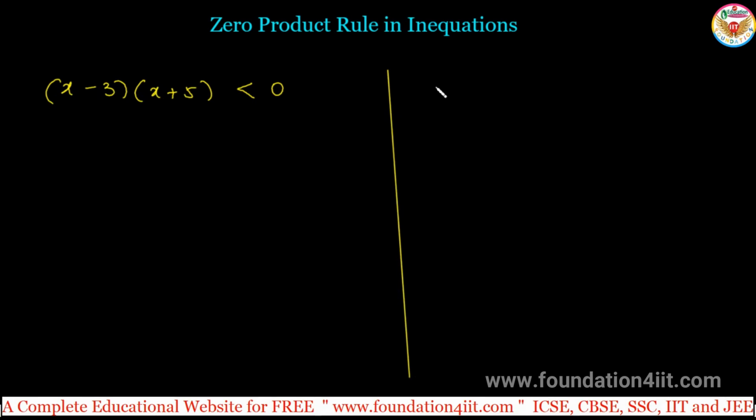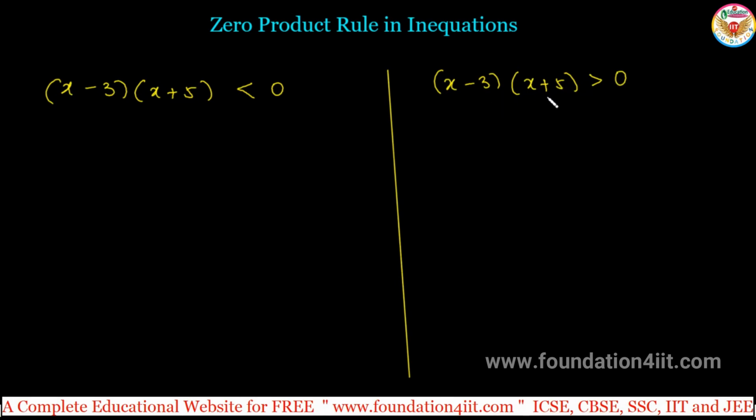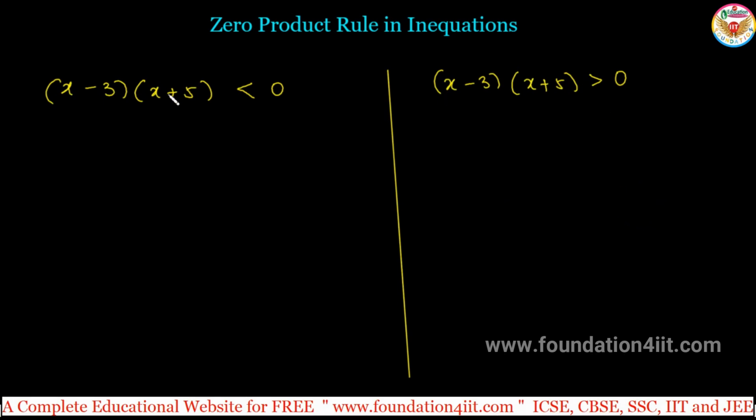And similarly, if x minus 3 into x plus 5 is greater than 0, then the product of two expressions is greater than 0 when both are negative or both are positive. We know that minus 2 into minus 3 is nothing but plus 6, so it's greater than 0. Or both are positive, plus 6, greater than 0. So when both are negative or both are positive, the value is greater than 0. Only when one is negative and one is positive is it less than 0.